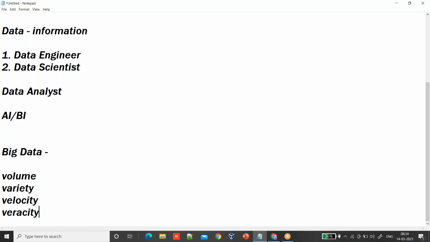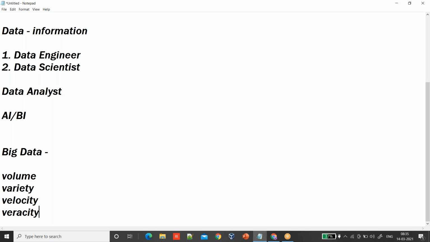Now, talking about characteristics, if you have any of these characteristics, volume, variety, velocity, and veracity, that data can be considered big data. When I say volume, huge volumes of data, self-explanatory. And then variety, types of data. I haven't yet introduced types of data. So talking about types of data, we have three types of data.